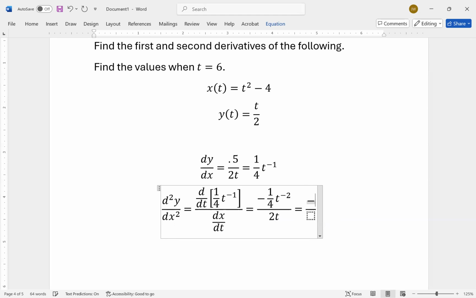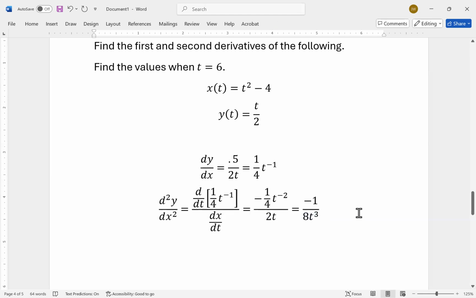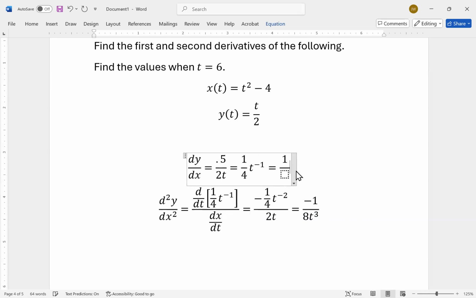That basically means I have an 8 in the denominator. So negative 1/8 times t to the third. That 8t to the third is all in the denominator. That's the second derivative. Again, if you wanted to write the first derivative in that same fashion, you just write 1/4t if you wanted to do it that way.